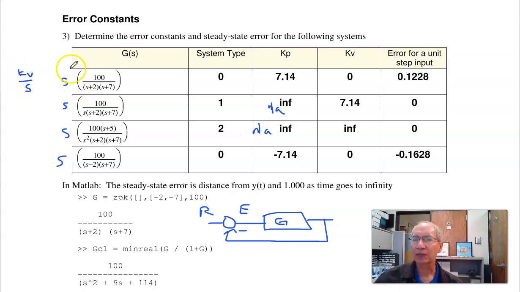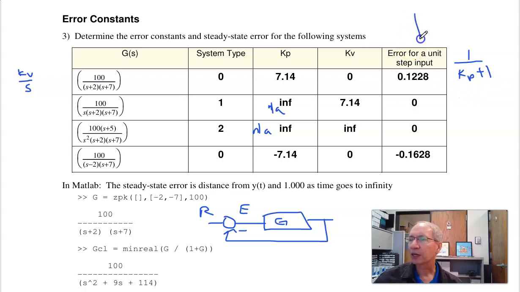In this case, there is no 1 over S term, type 0 system. This is an integrator, type 1, so it's a constant over S, type 2 system, type 1. The error constant then, or steady state error per step input, is 1 over Kp plus 1.